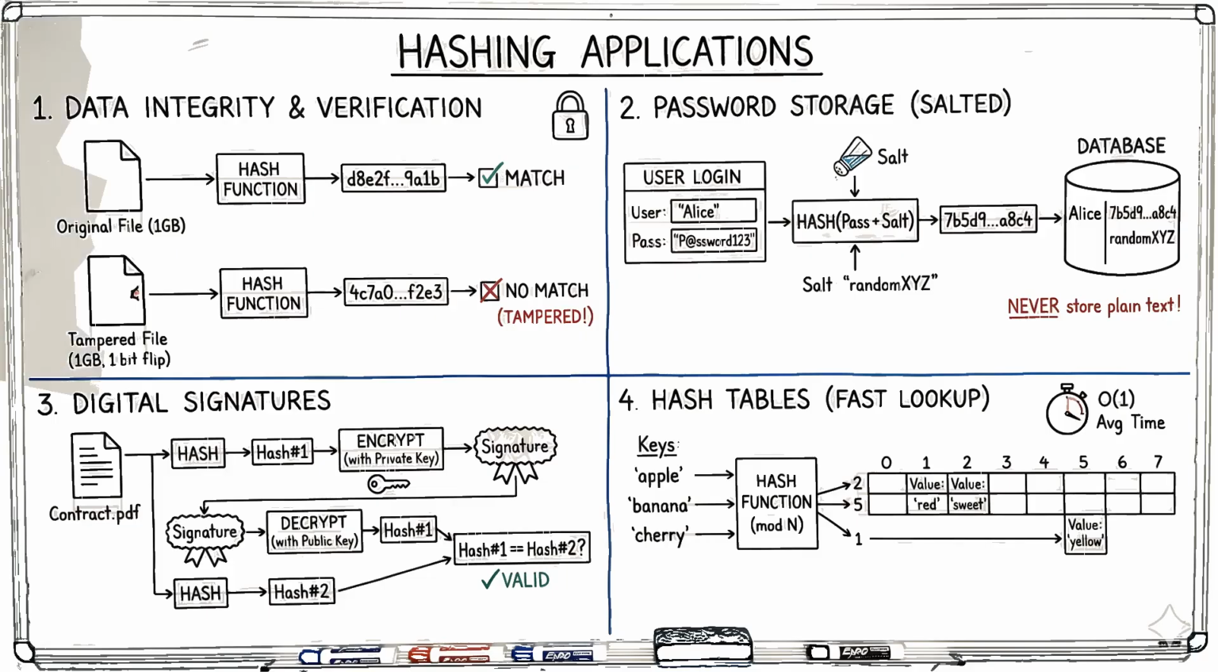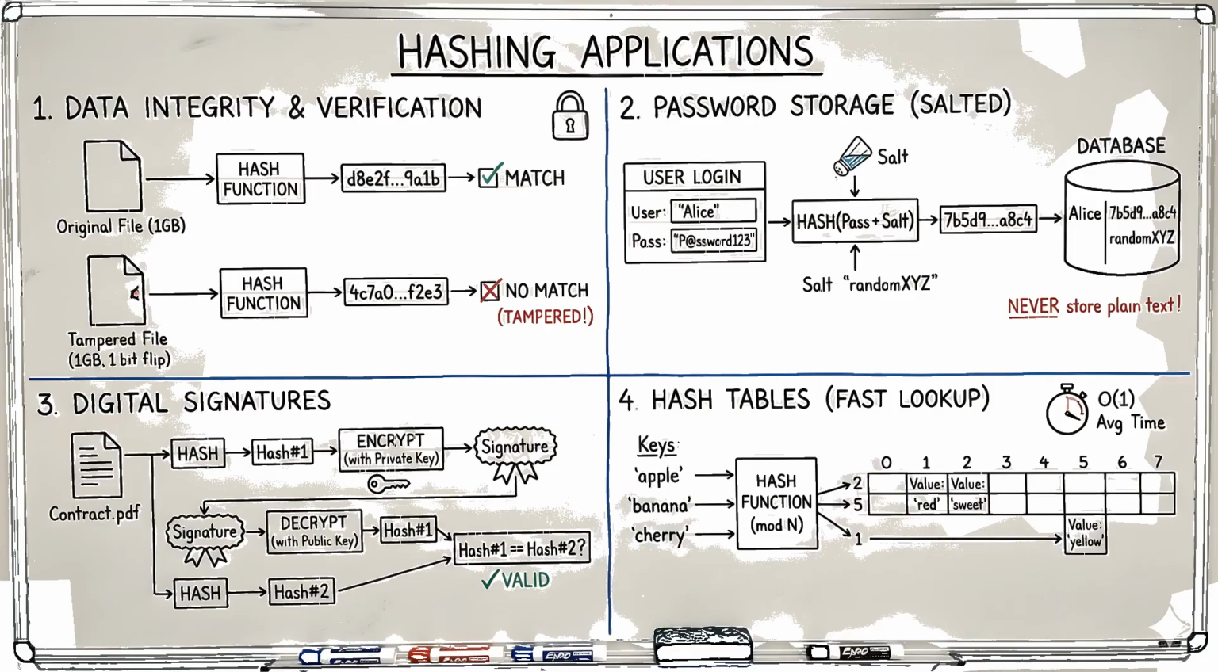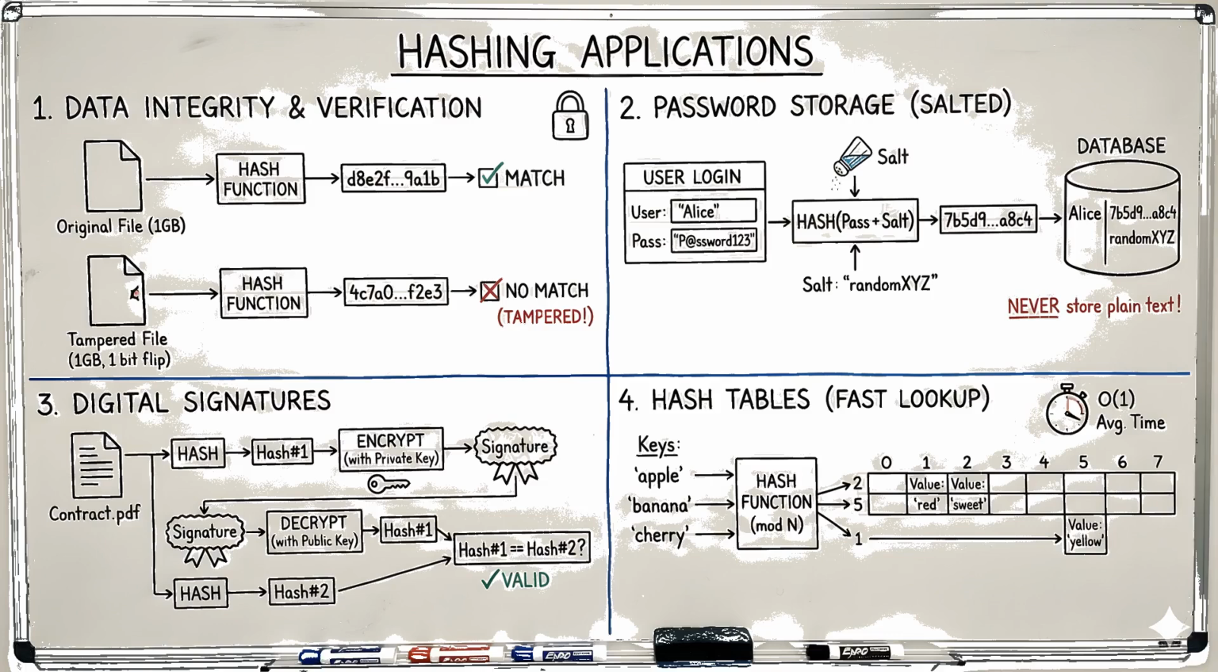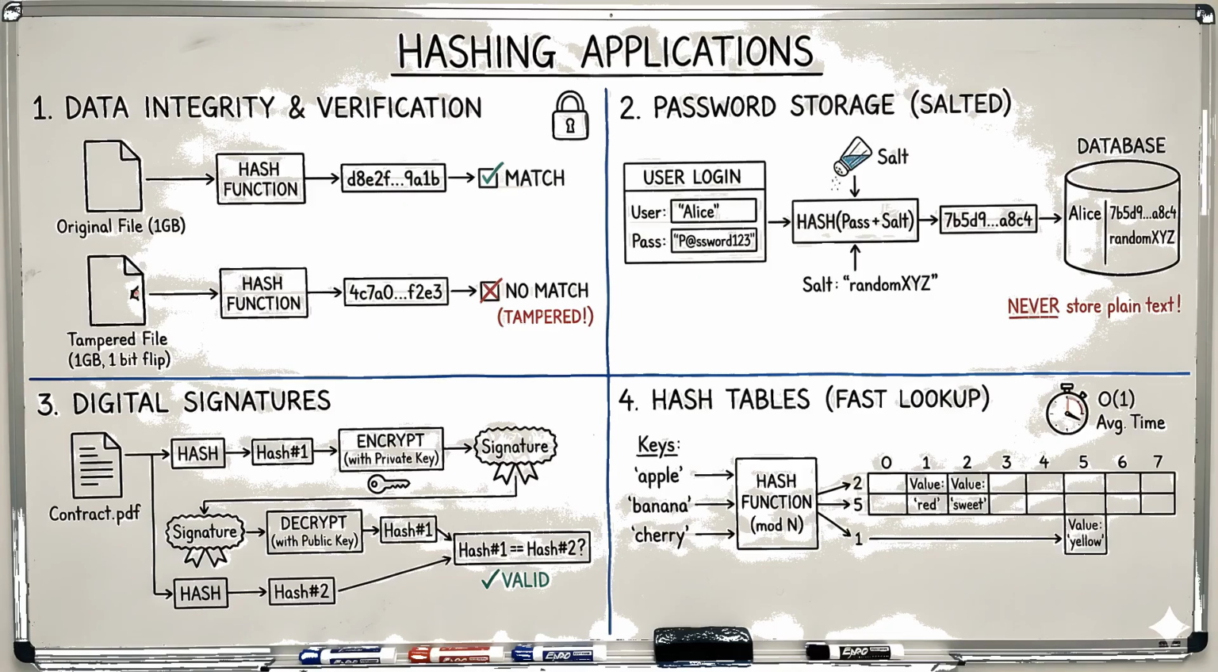2. Password storage. Instead of storing user passwords in a database, which creates a massive security risk if breached, systems store a salted hash of the password. The salt is a unique, random string added to the password before hashing. This prevents attackers from using pre-computed rainbow tables, lists of hashes and corresponding passwords.